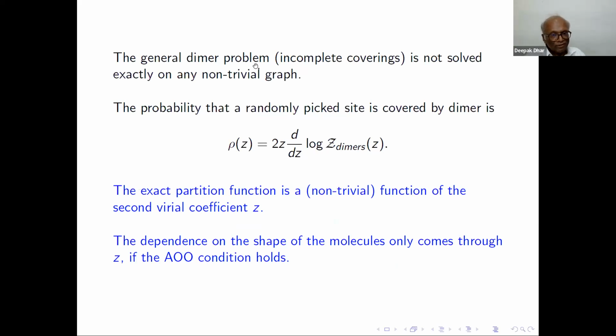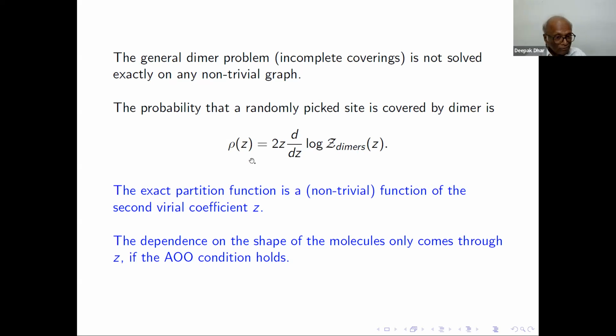Okay, so this is the general dimer problem, incomplete coverings, and it is not solved exactly for any non-trivial graph. And by non-trivial is meant that anything you can solve, we call it trivial, which is fair, I think. Okay, and so if the probability of a randomly picked site is covered by a dimer is rho of z, which is this derivative, what we need to do is to determine rho of z as a function of z. That will be the solution to the dimer problem, incomplete covering dimer problem. For any lattice, there is a function rho of z, which determines the behavior of the dimer model on that lattice.